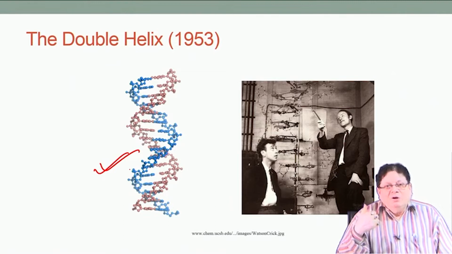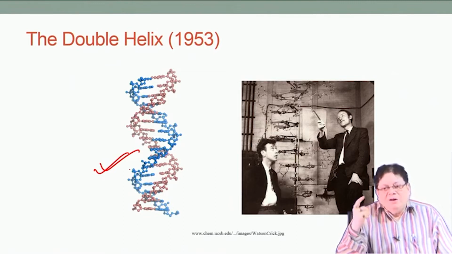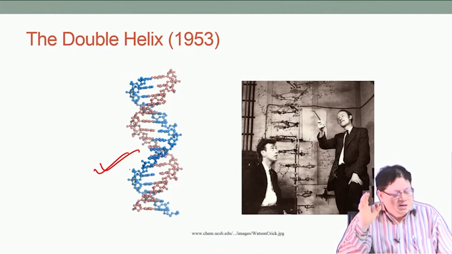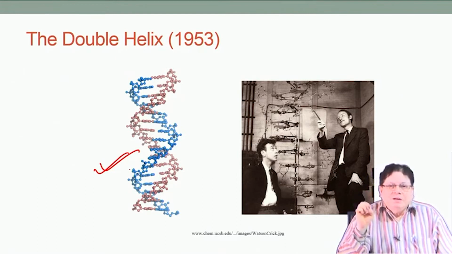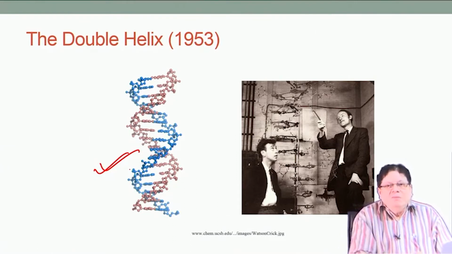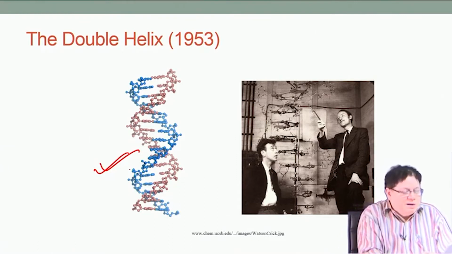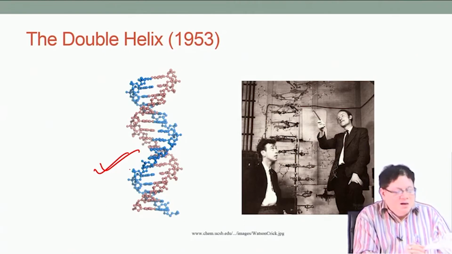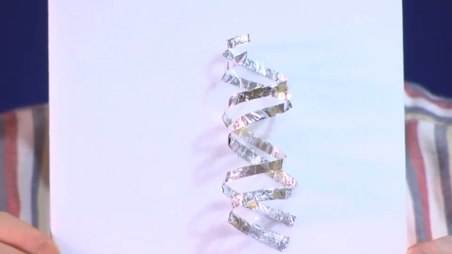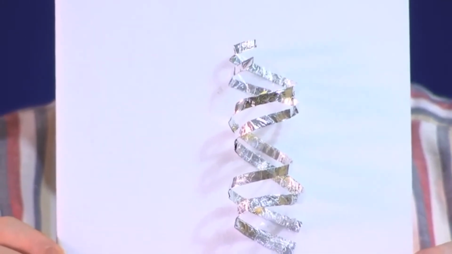While doing that, they adopt a helical conformation, and that is why it is called double helix. The structure is shown here, but I have made a model to make it a little clearer, a double helix made of just aluminum foil. You can see that. This is a small piece of the double helix.